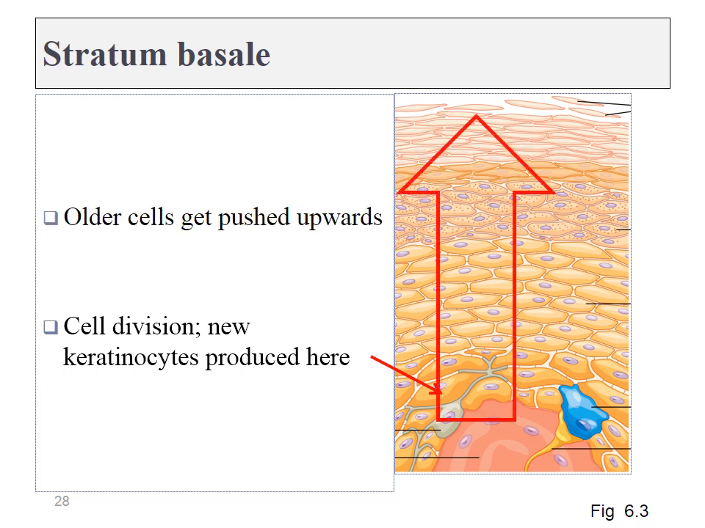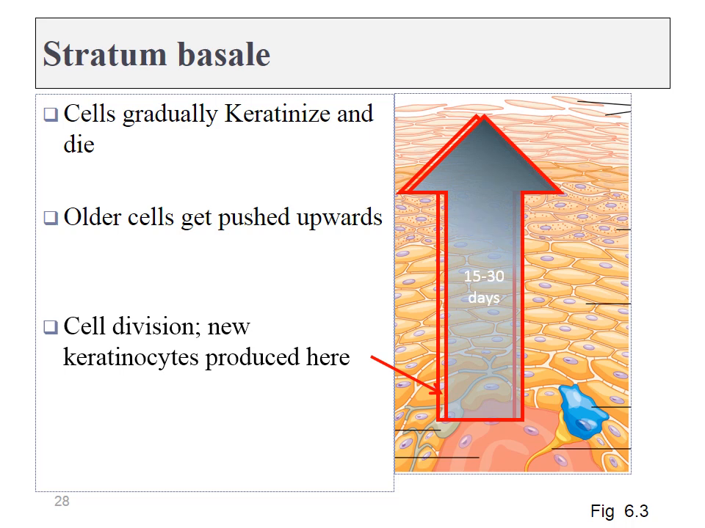From here, new keratinocytes get pushed more apical, and as they do, they start to fill up with keratin, and as that happens, they start to die. And after about a month, those cells will be dead and close to the surface of the body.